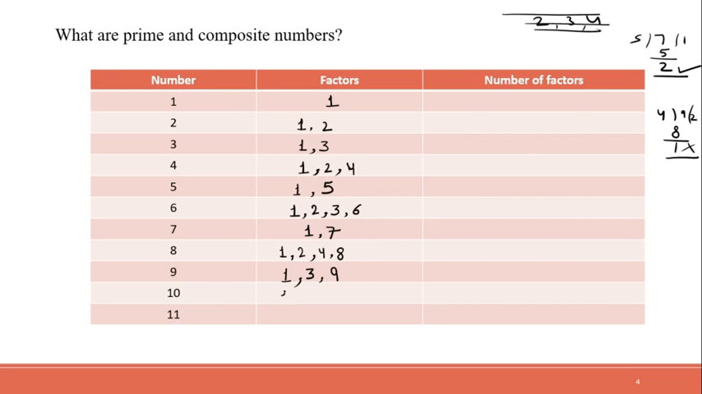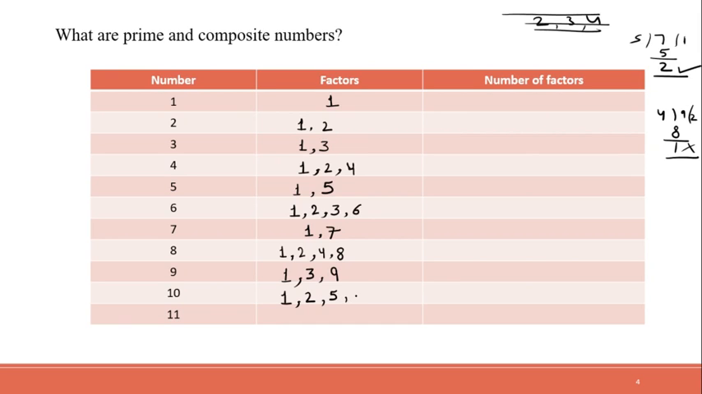Now come to 10. 1 will be a factor of 10. Then 2. 2 into 5 is 10. Then 3. 3 into 3 is 9, 1 remainder. That means 3 is not a factor. 4 into 2 is 8, again 2 remainder. Now come to 5. 5 into 2 is 10. So 5 will be a factor.